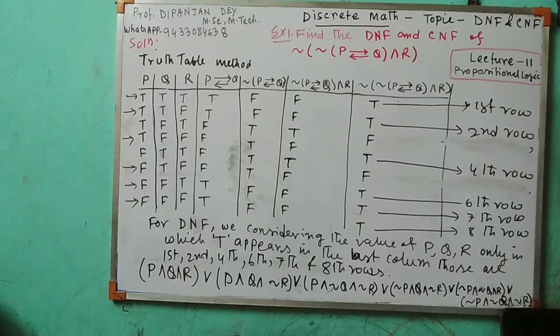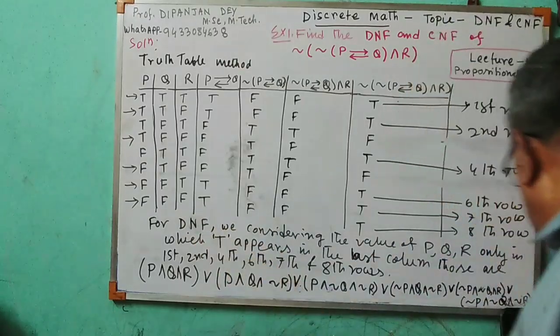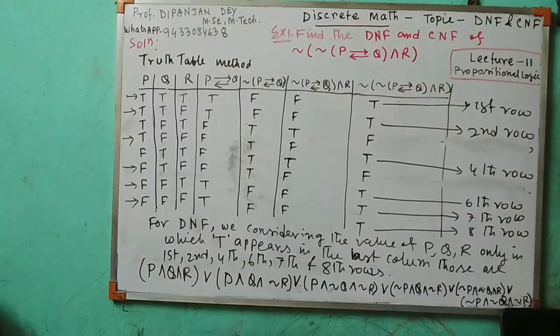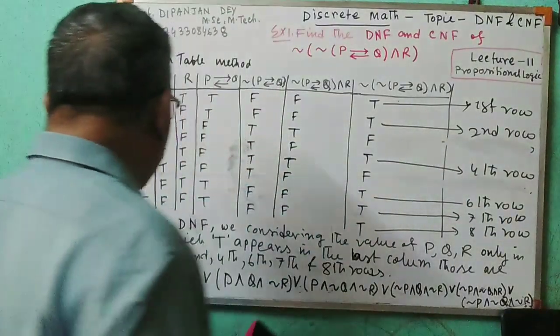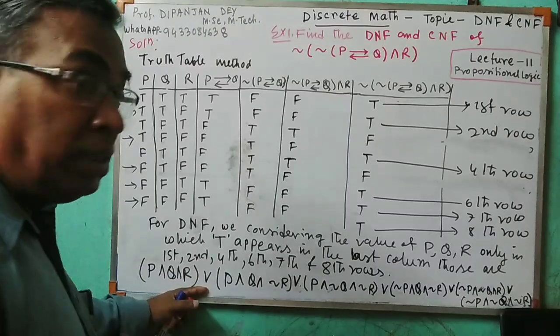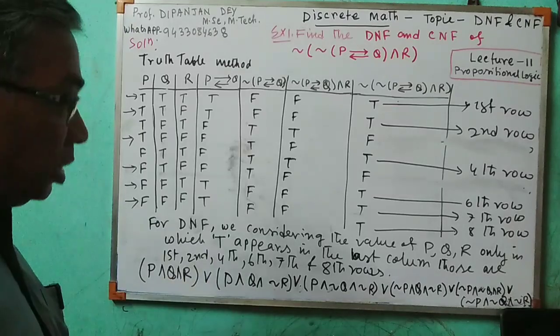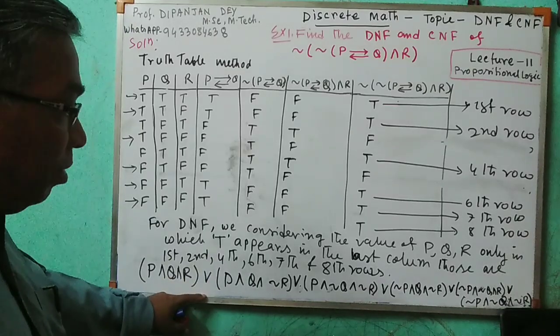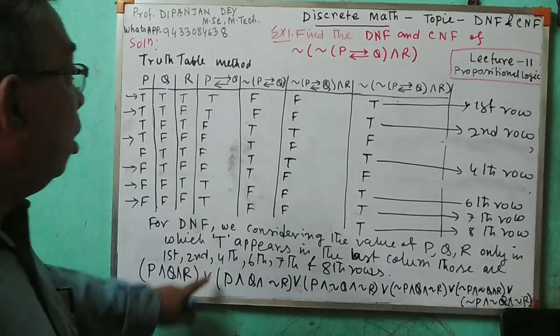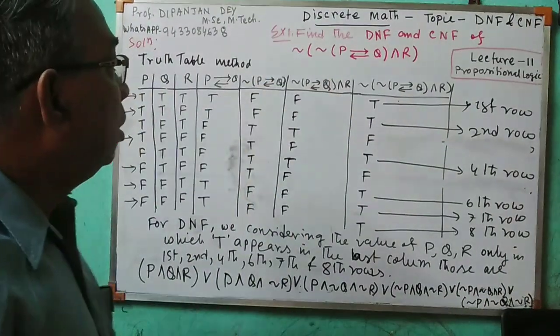This is the last row. This is the 8th row. All are false. See, all are false. P is false, Q is false, R is false. So all are negation, negation P, negation Q, negation R, and in between there will be conjunction. So for DNF within bracket it will be conjunction, outside disjunction. For CNF it will be disjunction outside conjunction. So this is the DNF of this expression.